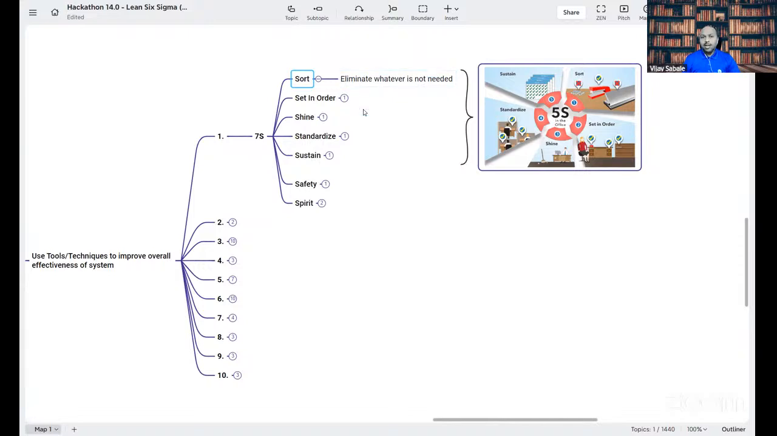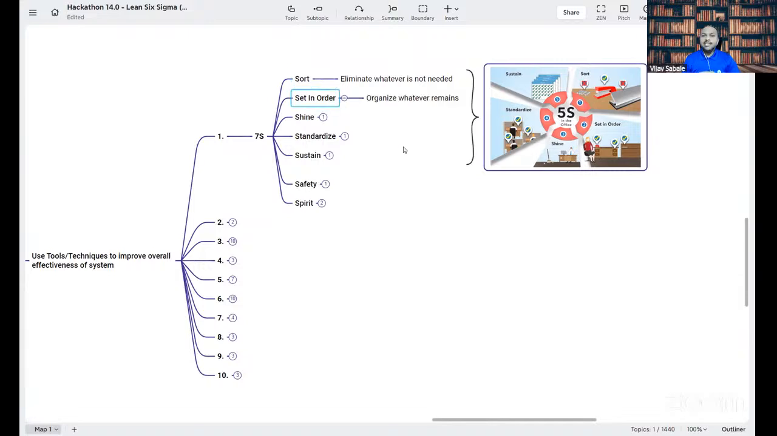Now think about whatever is needed, we need to create a system for it. We need to organize it. We need to create a place for everything, and we need to ensure everything is in its place. So that is set in order. That is the second S in 5S.